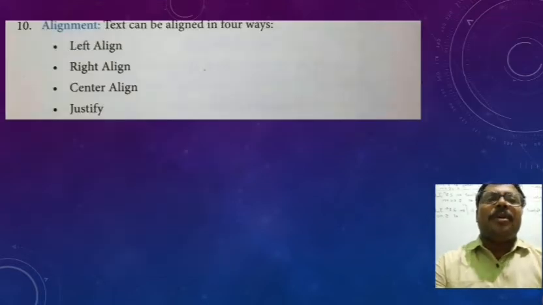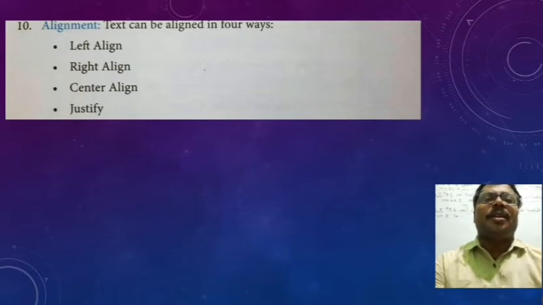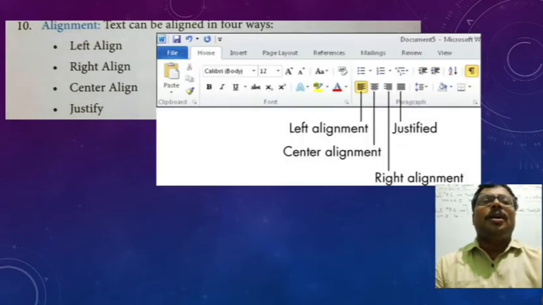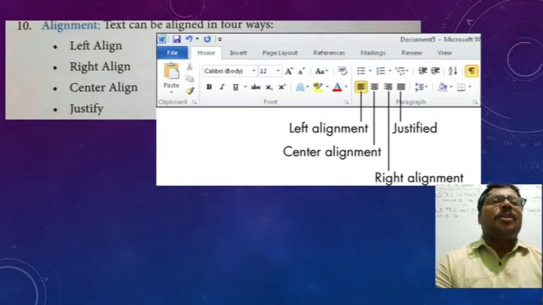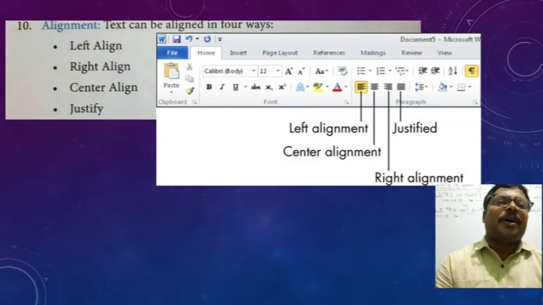Next is alignment. We will understand alignment: left align, right align, center align, and justify. With all these formats we can arrange our text in our document. First, you see which options are available in the Home tab. In the Paragraph group, all four alignments are available: left alignment, center alignment, right alignment, and justified alignment.